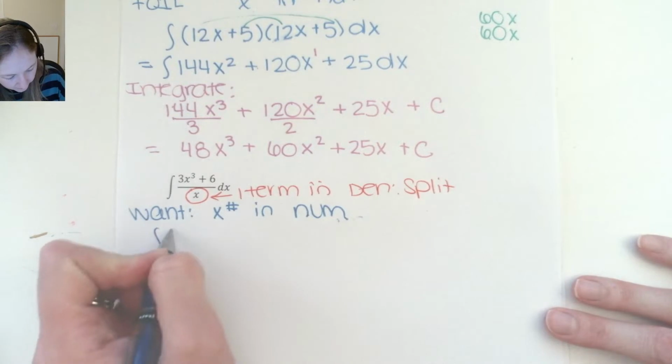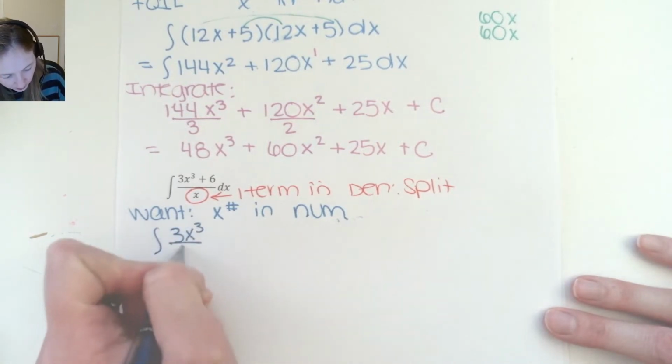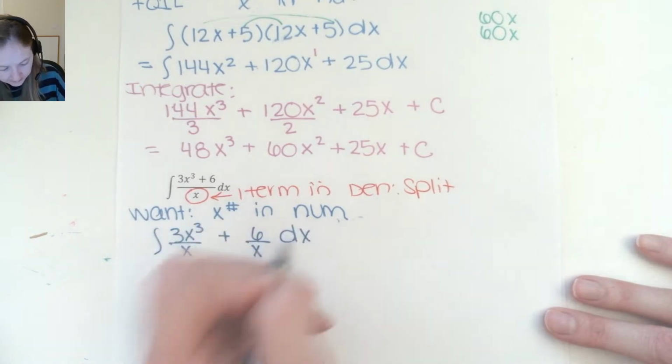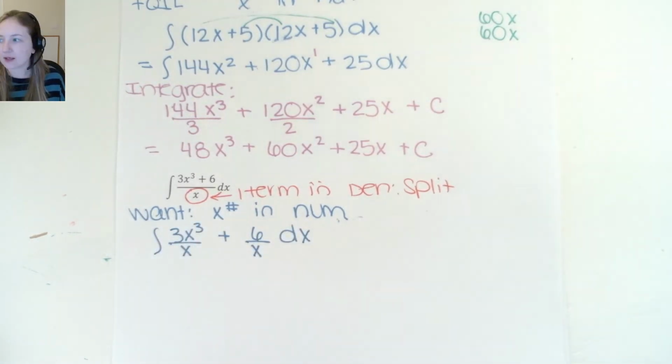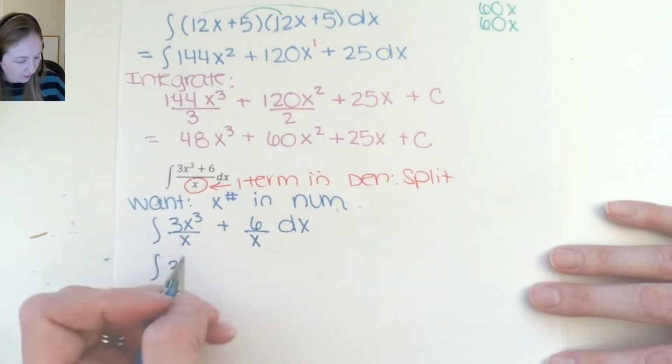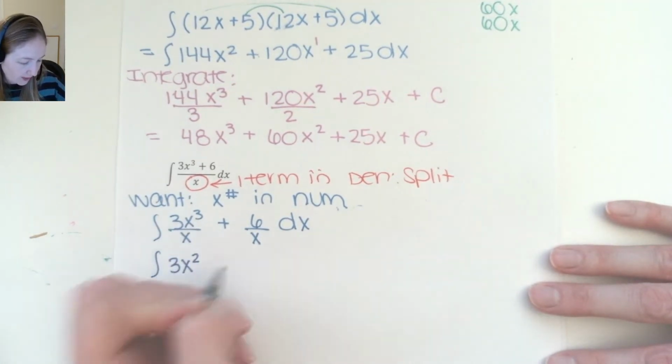We will have 3x cubed over x plus 6 over x dx. And we're just simplifying here to get that x to a number in the numerator. Then simplifying this, x cubed over x will just give us x squared.